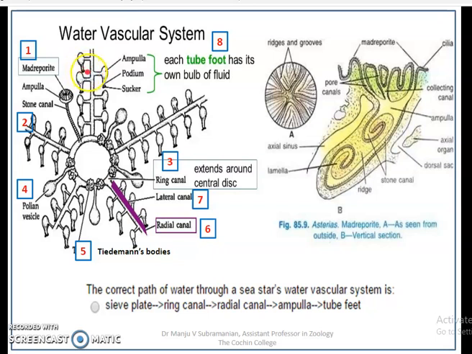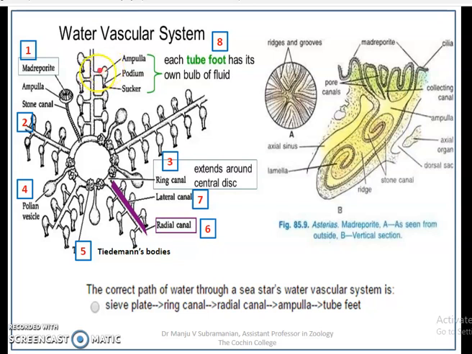The lateral canals are provided with valves which prevent the flow of water back to the radial canal. These lateral canals are also called podial canals. The valves are placed at the junction of the lateral canal and the ampulla. Here in this portion you can see the valve at the junction of the ampulla and the lateral canal.